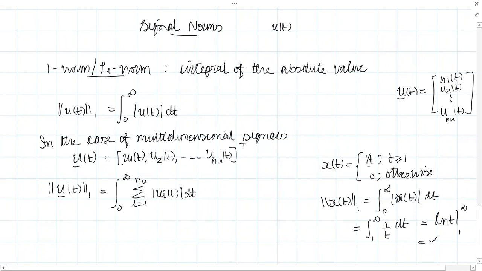Infinity minus... ln infinity is infinity.